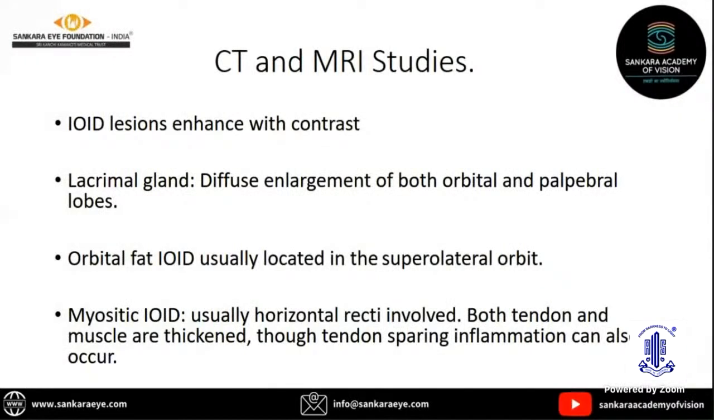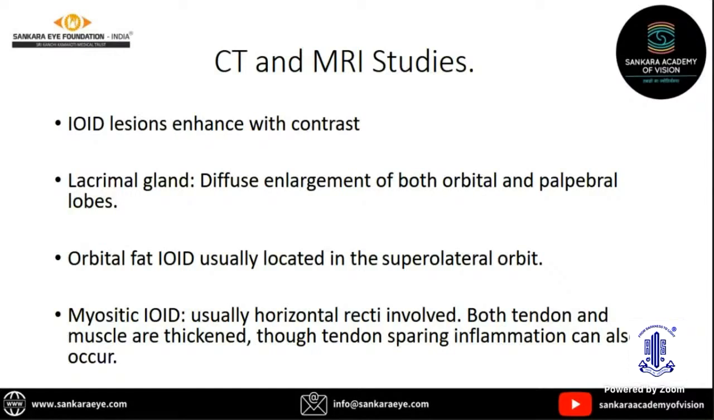Now, regarding the CT and MRI studies, all IOID lesions, whether CT or MRI is done, will enhance with contrast, and the amount of enhancement will depend upon the amount of edema in the tissues. If the lacrimal gland is involved, there will be diffuse enlargement of both the orbital as well as the palpebral lobes. Sometimes the swelling from the lacrimal gland can extend to the upper lid, the surrounding fat, and also the lateral rectus or the superior rectus muscles.